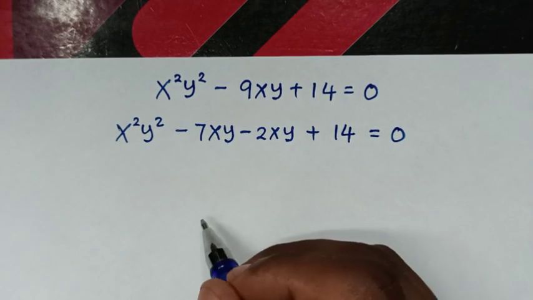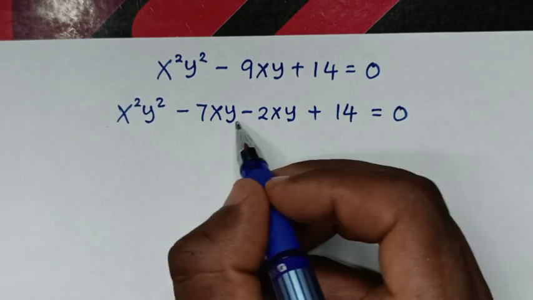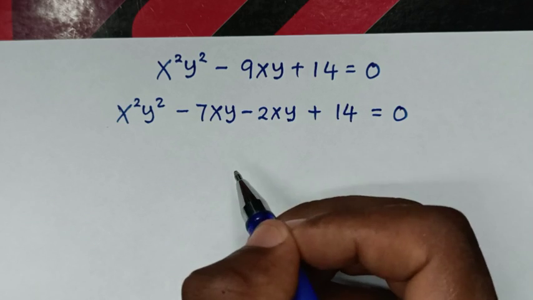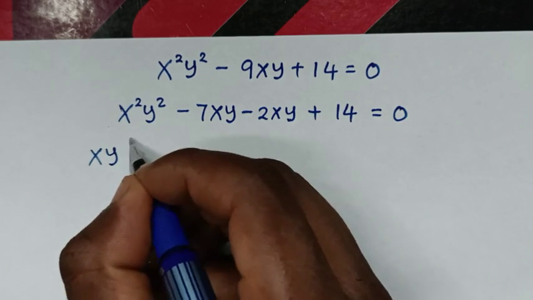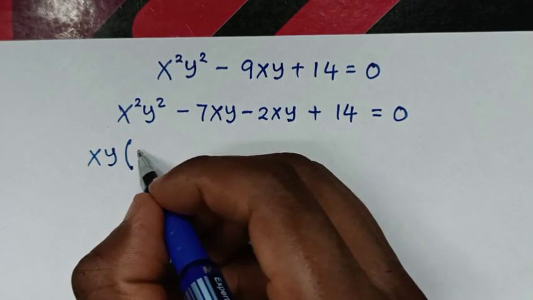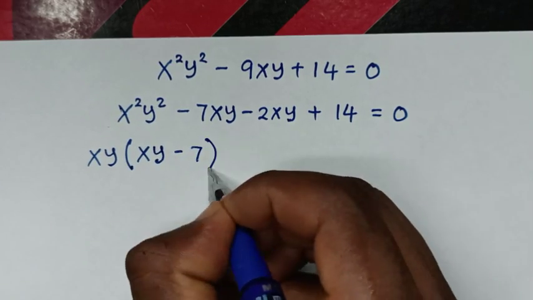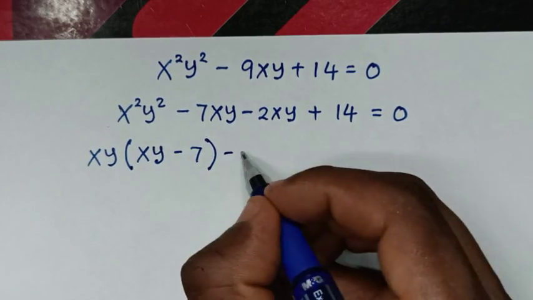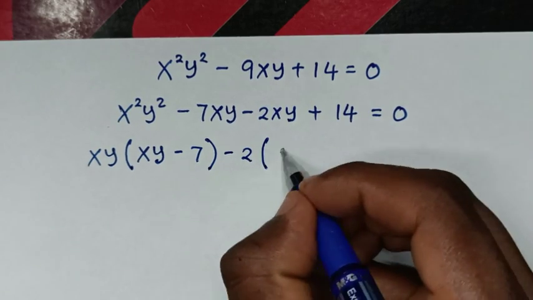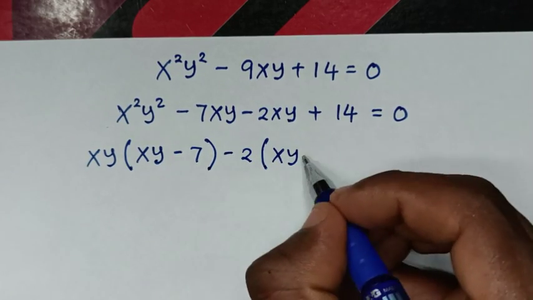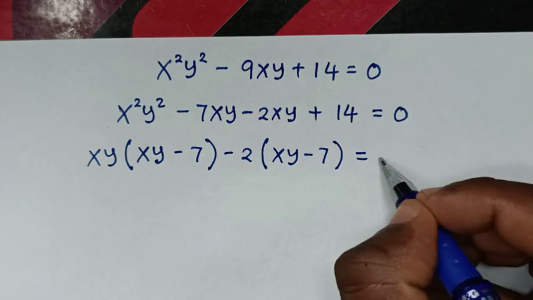Then in the next step, xy is common. So we take xy out of the bracket: this divided by this is xy, this divided by this is negative 7, in brackets. Here we take negative 2 out of the bracket: this divided by this is xy, this divided by this is negative 7, in brackets, is equal to 0.